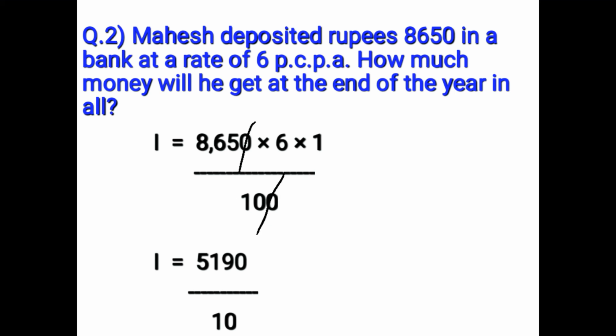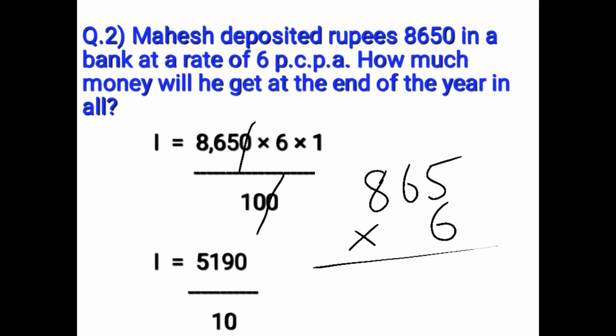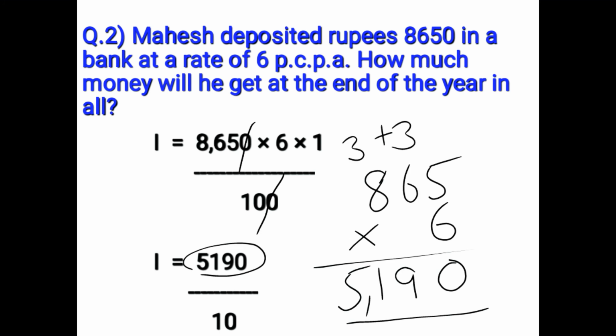I will multiply here 865 multiplied by 6. It should give this answer. 6 5s are 30. 6 6s are 36 plus 3, 39. 6 8s are 48 plus 3, 51. So I am getting this answer, 5,190. Okay.